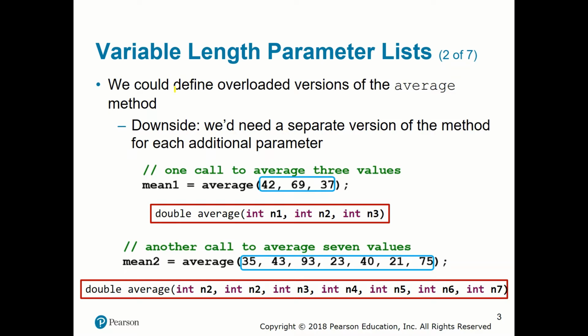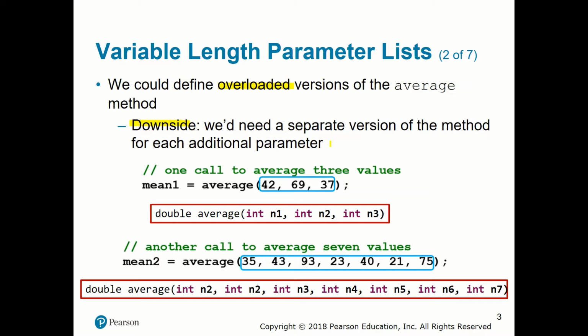At first you will think about method overloading, I think. We could define overloaded versions of the average method, right? But here is a downside. We need a separate version of the method for each additional parameter, right? This is method overloading. We need 2 definitions, right?